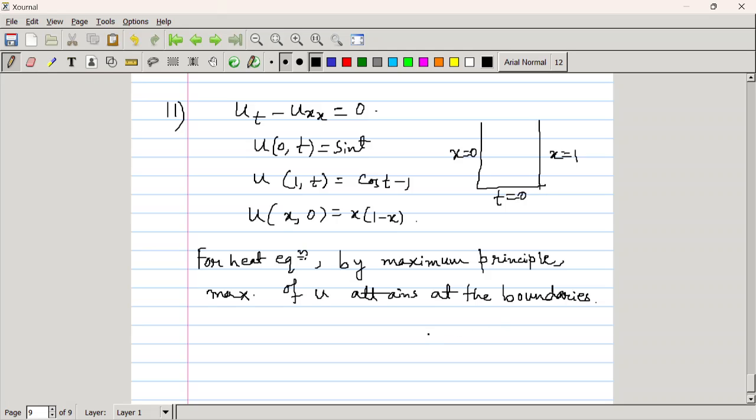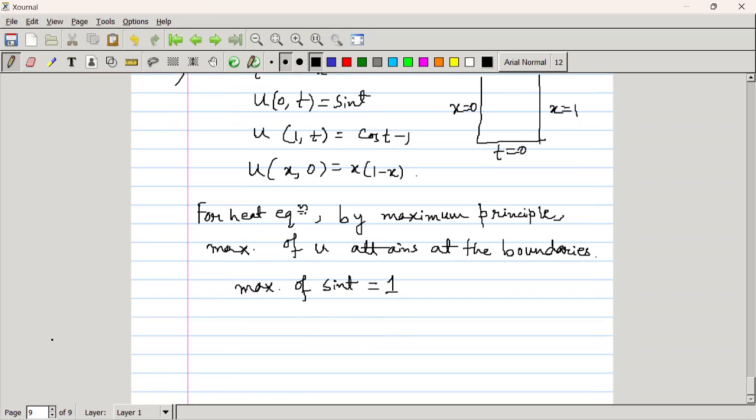At the boundaries only. So what is the maximum of u? What is the maximum of sin t? At the boundaries you have values of u as sin t, cos t minus 1 and x into 1 minus x. So maximum of sin t is plus 1. Sin t maximum value is 1. Maximum of cos t minus 1: you know the maximum of cos t is also equal to 1. So cos t maximum is 1 and 1 is a constant. So 1 minus 1 is 0.